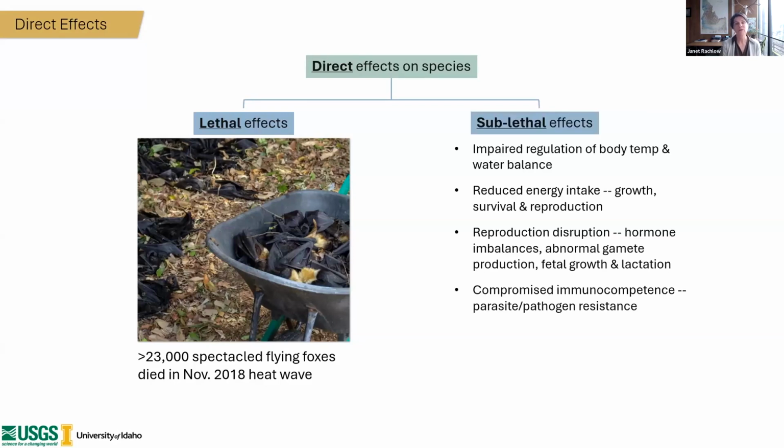But there are many other sublethal effects of a warming climate on animals. There are just a few of them listed here. We could come up with a much longer list, but we can think about the animal's ability to regulate, to maintain homeostasis, so to regulate their body temperature and also their water balance. There are a number of different ways that an elevated body temperature, hyperthermia, can influence reproduction for both males and females. There's a higher incidence of abnormal spermatogenesis when animals are warmer, including damage to the genetic material, lower fetal survival, lower lactation.